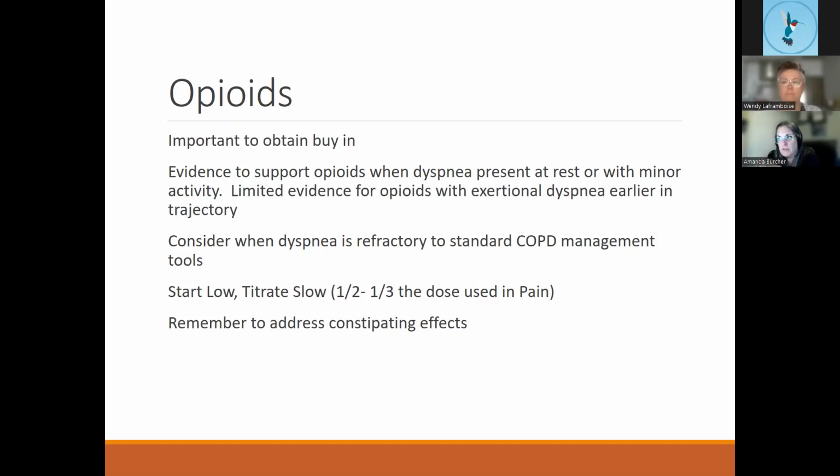The other time we think about adding in an opioid is when the patient is refractory to the standard COPD management tools. So they're dyspneic, they take their puffers, they do their mindful breathing, they sit themselves in the tripod position, and it's really taking a long time to settle that dyspnea. Then we want to think about adding in an opioid. And of course, in this population, it's so important to address the constipating effects of opioids, because the last thing we want someone with dyspnea to do is to sit on a toilet and try to strain to have a bowel movement.